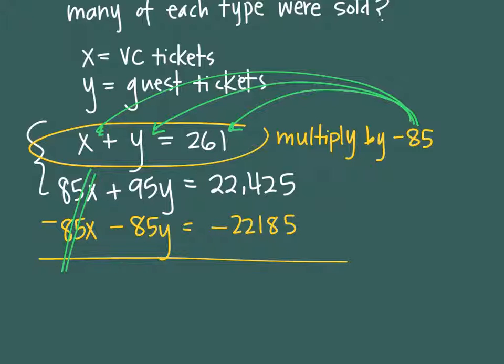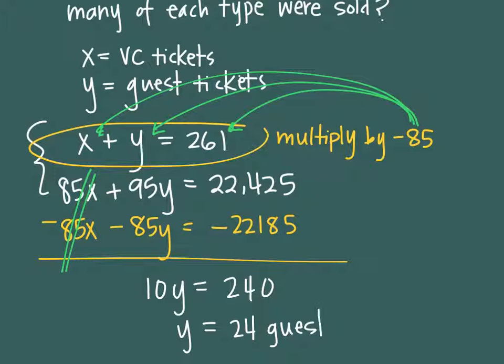How many y's am I left with? 10. 10 y's equal, and then you figure out what you're left with when you add 22,425 on the other side, and you're left with 240. So if 10 times y is 240, what's y? 24. And what did y stand for? The guest tickets. So we sold 24 guest tickets.